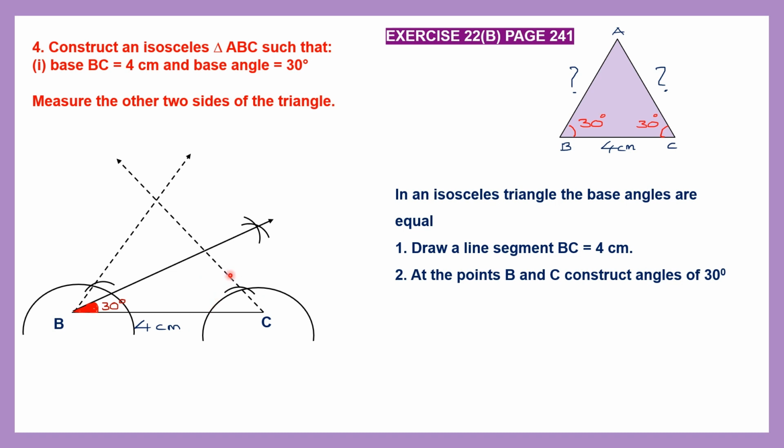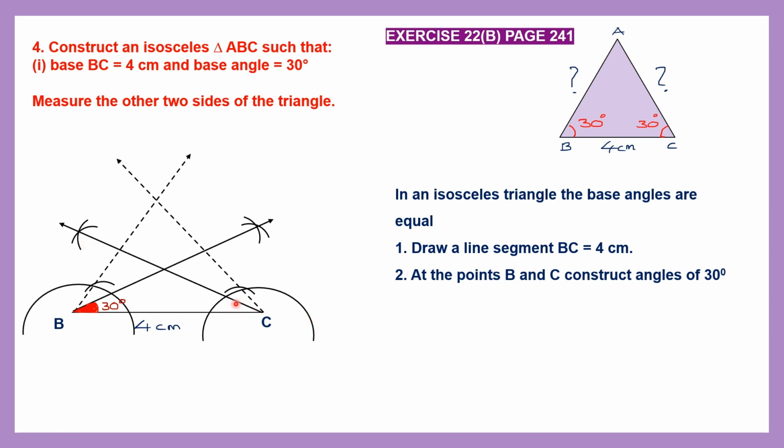Now we need to bisect this 60 degrees. So for that, keep the compass needle at this point and at this point and draw two arcs. So we have the first arc here, then we have the second arc here. Now from this point, go up to C, drawing a line. So we have a line drawn there.